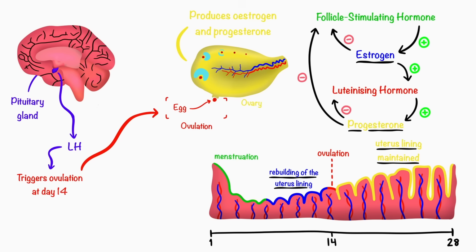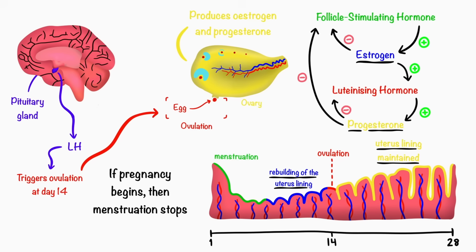Progesterone also inhibits the release of luteinizing hormone and follicle stimulating hormone, preventing further eggs from developing during the current cycle. This entire system works through negative feedback loops. For example, when estrogen levels rise, they inhibit follicle stimulating hormone production, preventing additional eggs from maturing. When progesterone levels rise, they inhibit luteinizing hormone, preventing additional ovulations.